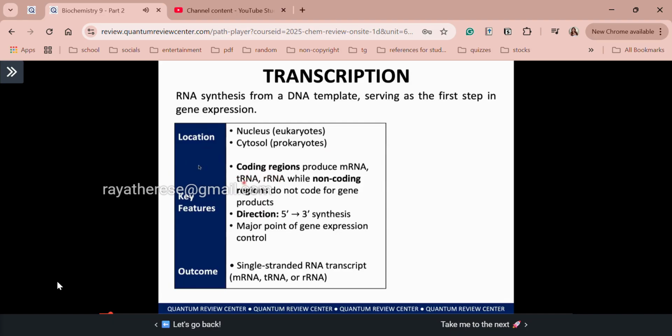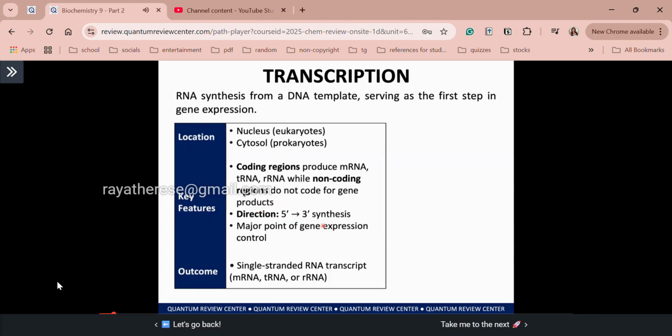Okay, when we say coding regions, these are the certain DNA regions that can code or produce proteins. So these regions can produce mRNA, tRNA, rRNA. Class, these are the three types of RNA that we will encounter in our translation process. But from our discussion of nucleic acids, please also remember the other types of RNA. Going back, the non-coding regions, on the other hand, do not code for gene products.